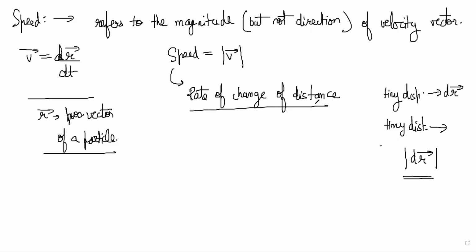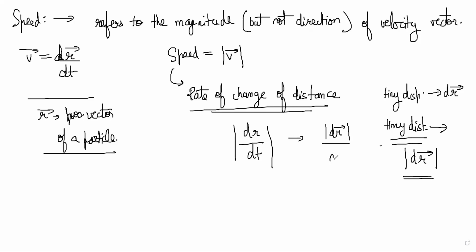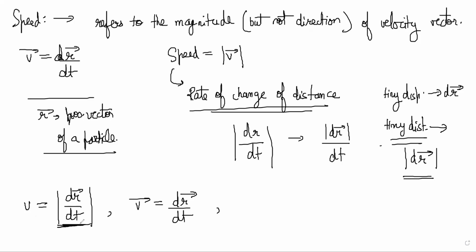So if rate of change of distance is being asked, then you just have to do mod of dr by dt, right? Because mod has to be there because mod dr was the tiny distance. So your speed v, which is written without the vector sign, is equal to mod dr by dt, and your velocity was equal to dr by dt, and all of this is definitely different from d|r| by dt.